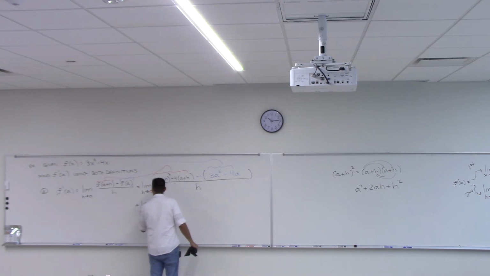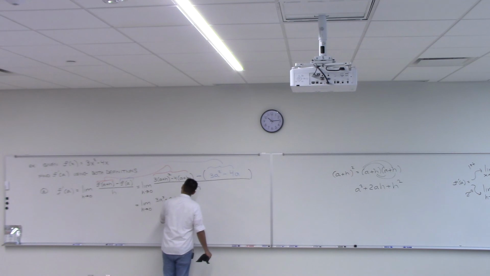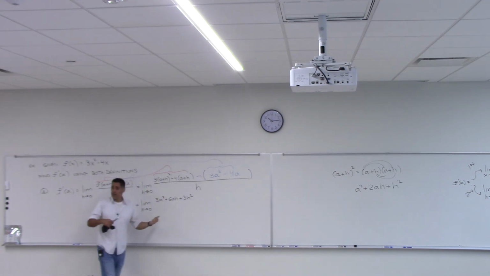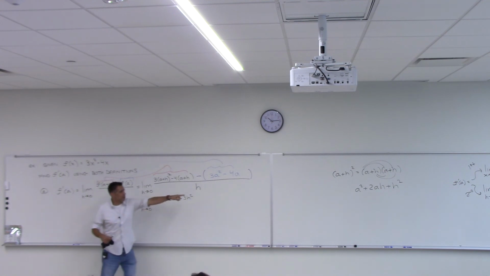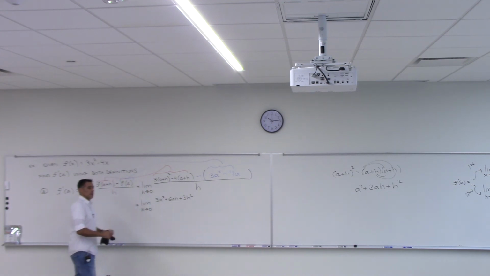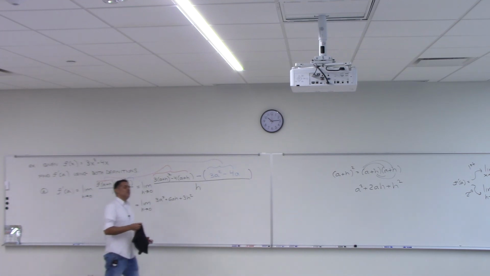Okay, 3a squared plus 6ah plus 3h squared. Okay, yes? That's that formula over there with a 3 passed through it, right? Yes? Is it like a general rule of thumb that for the first definition you'll be factoring and the second one you'll just expand? Not a rule of thumb.